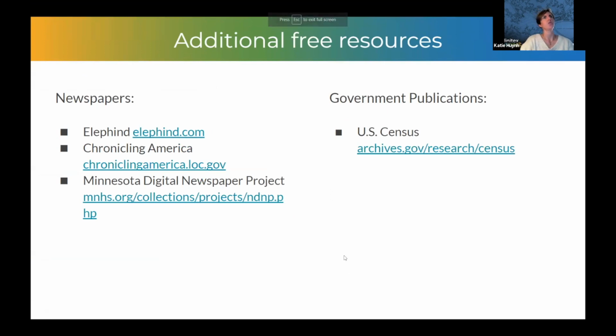All right, so then newspapers. Here are a few links that have free newspapers online. Elephine contains historical newspapers from around the world. And then Chronicling America is a searchable database of US newspapers from 1690 all the way up to 1963. So it's a large year span that they cover.